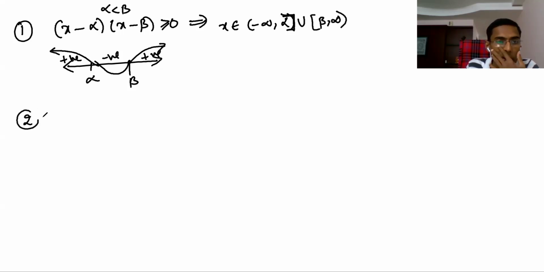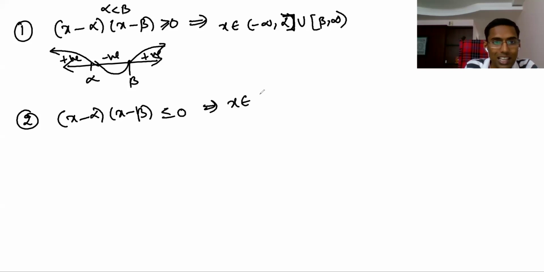Now if (x - alpha)(x - beta) is less than or equal to 0, what do you get here? Less than means x lies between the roots alpha and beta.